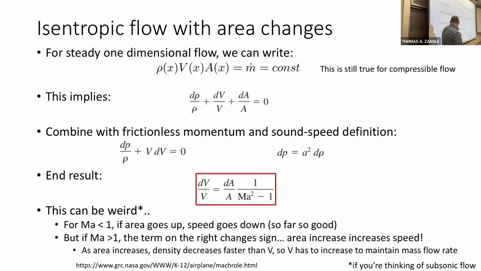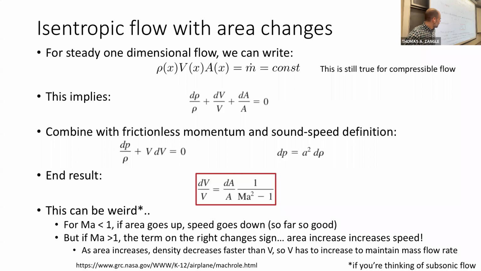One way to think of this is that if Mach number is greater than 1, as our area increases, density decreases faster than the velocity. And so the velocity has to increase in order to maintain mass flow rate. So when Mach number is greater than 1, basically the density changes overwhelm the velocity changes. And so we end up with this kind of reverse sign here. A little bit more discussion of this here.